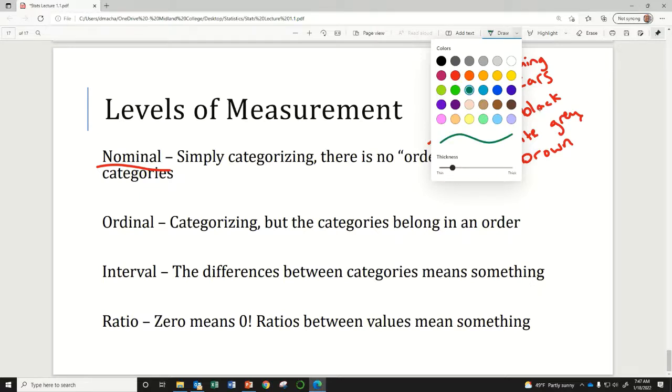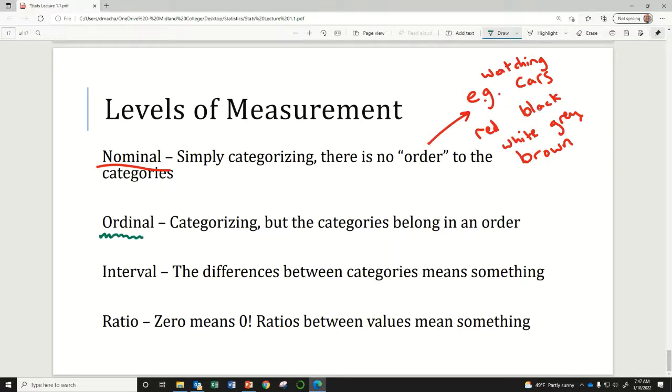Now the next step here is an ordinal level of measurement, which gives us a little bit more room to do statistics. And the ordinal level of measurement is saying that we're categorizing, but the categories belong in a particular order. So an example of categories that belong in a particular order might be students who are done with school, or maybe you choose a bunch of 30-year-olds.